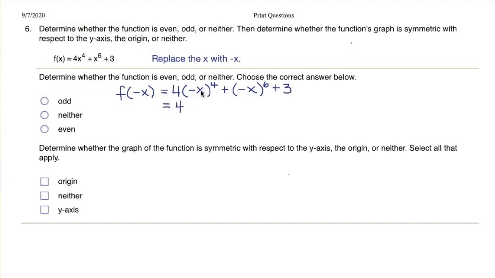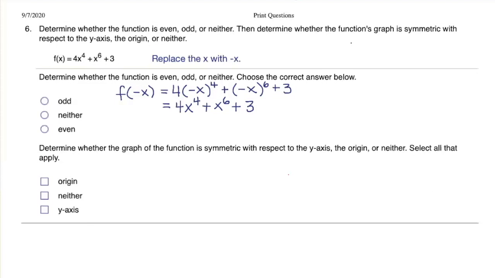If I have a negative number and I raise it to the fourth power, such as -2, -2 times -2 times -2 times -2 becomes positive. So a negative x to the fourth power is really the same as just x to the fourth power. A negative x to the sixth power, anytime that exponent is even, the result will be positive. So it'll be the same as positive x to the sixth. And then I bring down my +3.